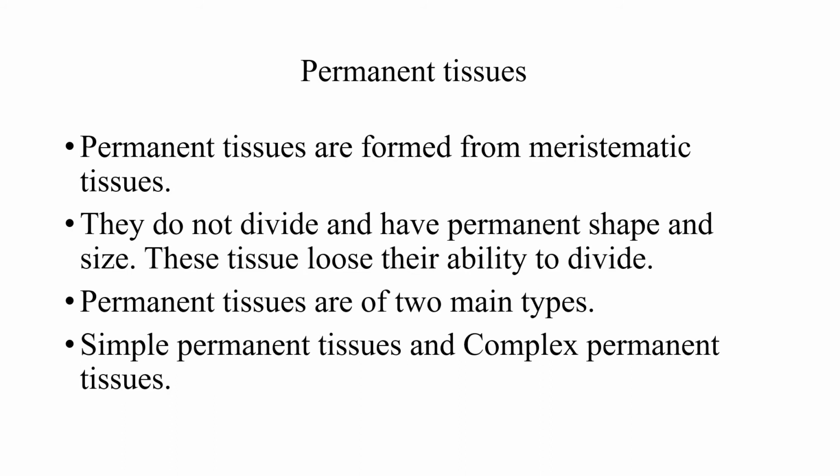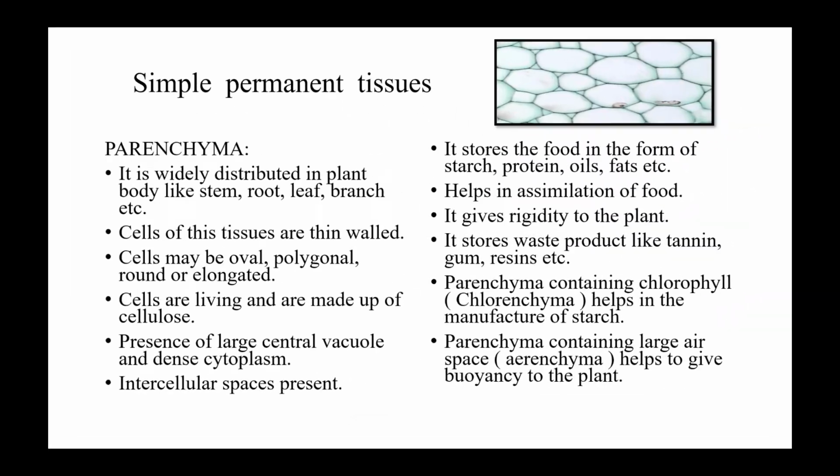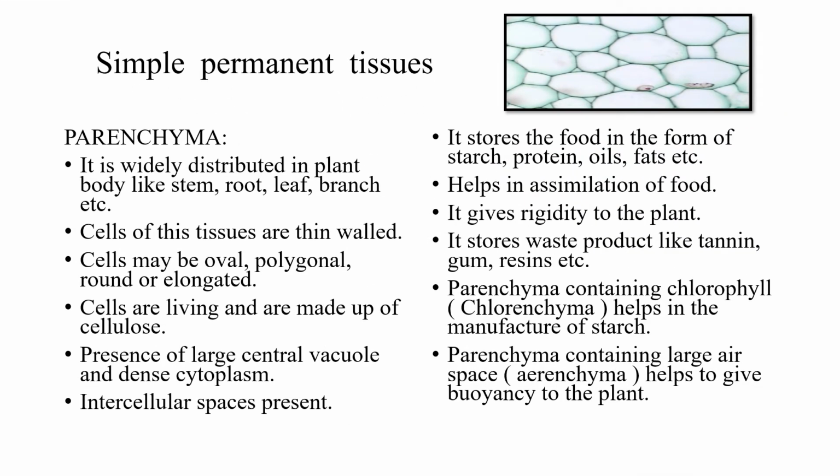Okay, here two types we saw already, simple permanent tissue and complex permanent tissues. Under simple permanent tissues we saw already three types: parenchyma, collenchyma and sclerenchyma. First we can see about parenchyma. This diagram also shows how the cells are arranged.